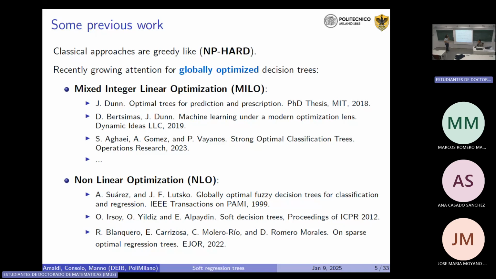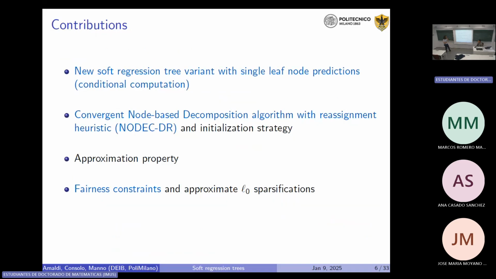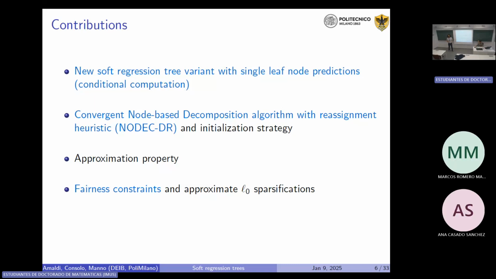My contributions are basically these. We propose a new model variant that satisfies the conditional computation, in which the prediction is based on only a single leaf node, maintaining this good property. We also propose a node-based convergent decomposition scheme with a reassignment heuristic to train this type of model. And if I have time, I would also like to mention the possibility of introducing fairness in such models, which is a crucial aspect nowadays.